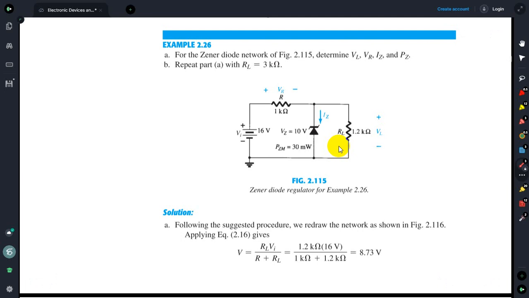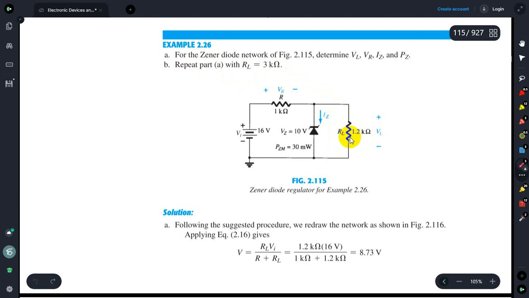For the zener diode network of figure 2.115, determine VL, the load voltage, VR, the voltage across the resistance R, IZ, the current through the zener diode, and the zener power dissipation PZ. Then repeat part A with RL equal to 3 kilo ohm. First, in part A, our load resistance is 1.2 kilo ohm. Then we will repeat the entire process for the load resistance of 3 kilo ohm.